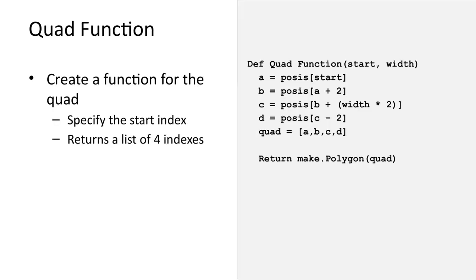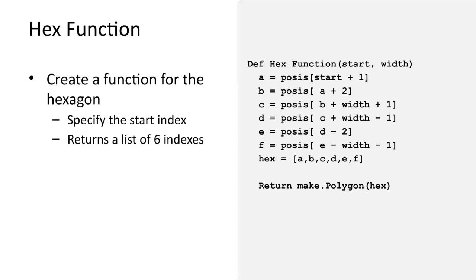The quad and hexagon patterns can be implemented as functions. This will make it easier to create quads and hexagons on different grids. Here is the code for the quad function. And here is the code for the hexagon function. We will use these functions in some of the later slides.